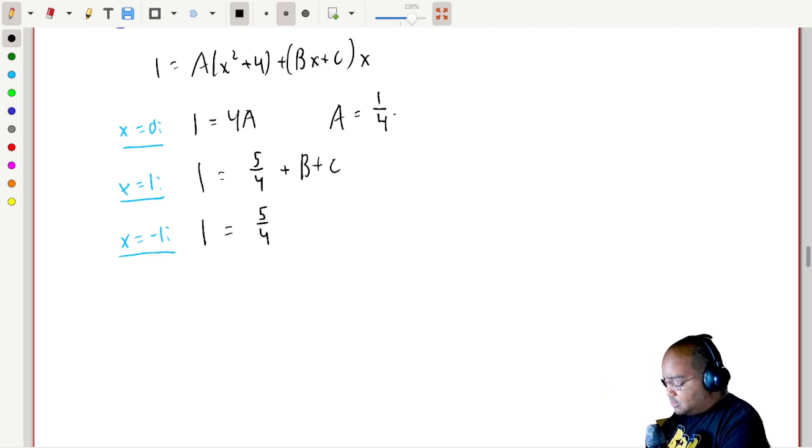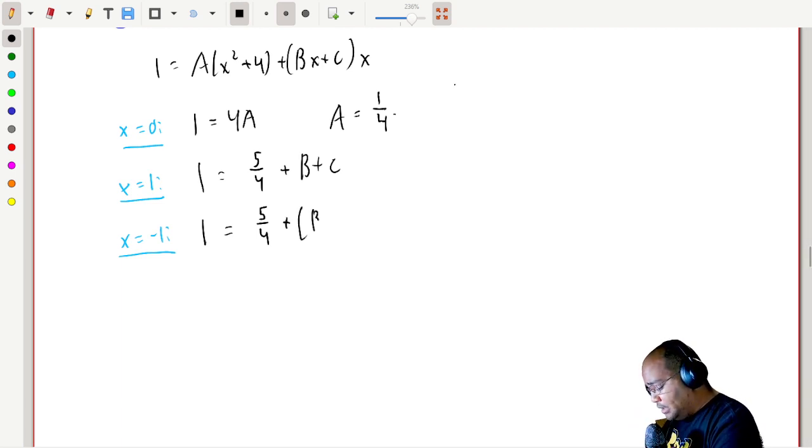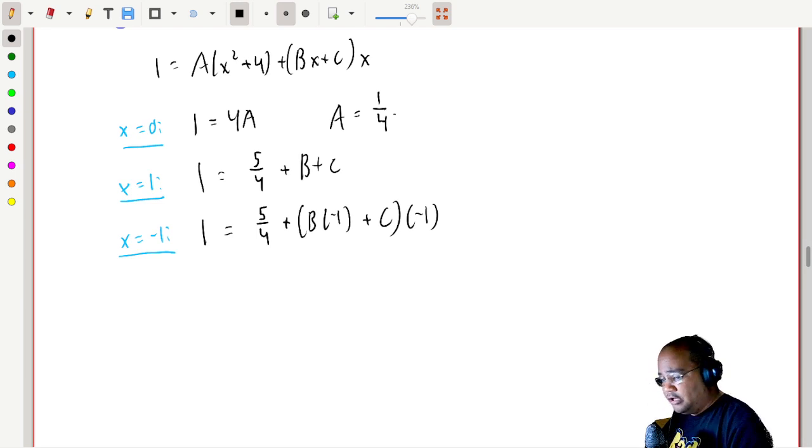Now, here, x is equal to negative 1. So let's go ahead and write this out in full. We have b times negative 1 plus c times negative 1. And now we're going to go ahead and tidy this up a little. Notice that on both these equations, I can go ahead and subtract the 5 over 4. So when I do that, I'll have a negative 1 over 4 equals b plus c for the first equation.